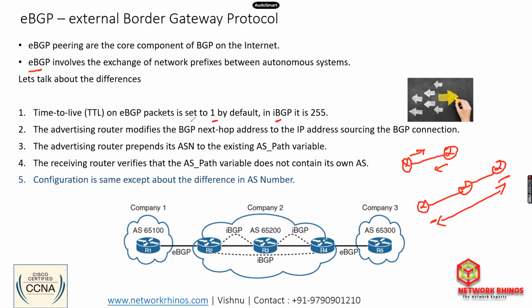Now, to overcome this problem of having a TTL value of 1 in eBGP, we use a command called eBGP multihop, which helps us in forming neighborship between R1 and R3 also. The command is ebgp-multihop.